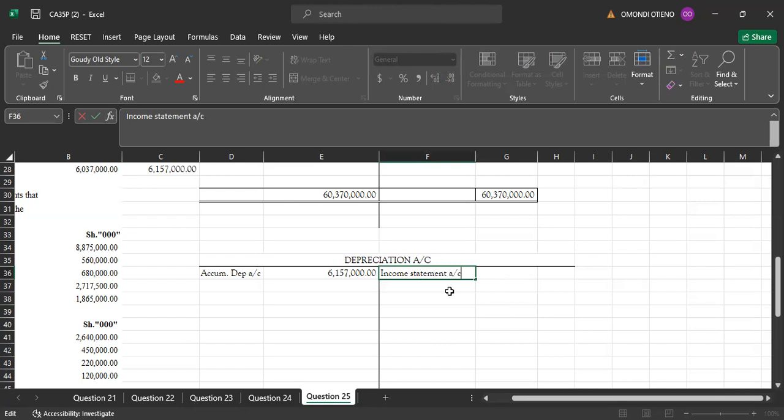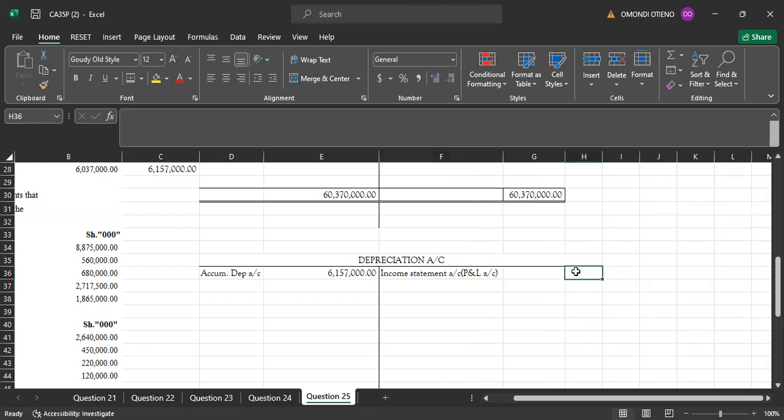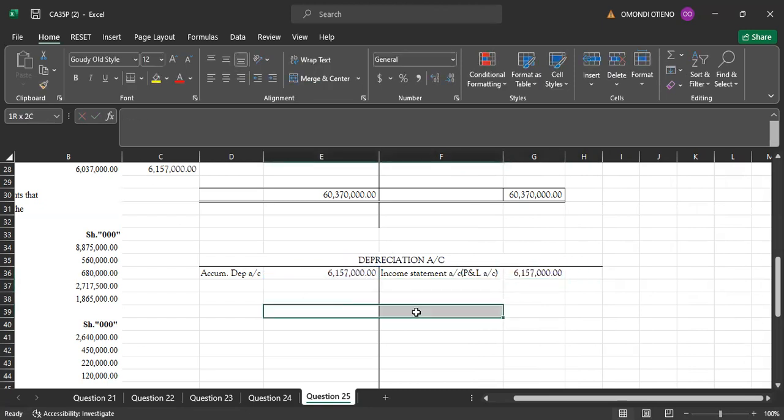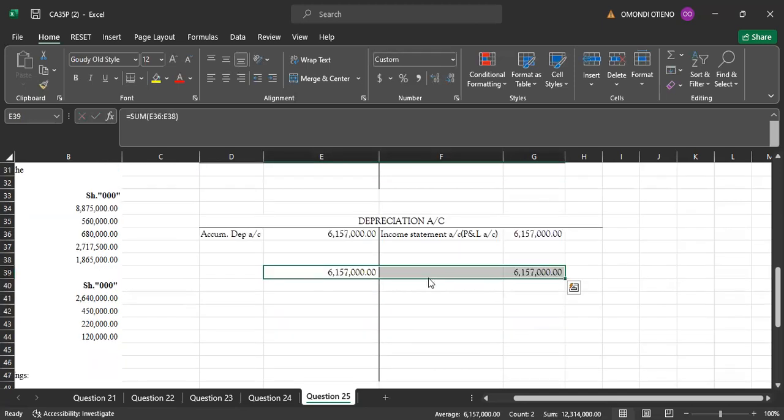Income statement account, which some people call P&L. P&L account. So that's why it is going to the P&L account. When you take the same figure to the P&L account, you will find that this account will be balancing. This account will just be balancing as such. So that is what we were supposed to do.